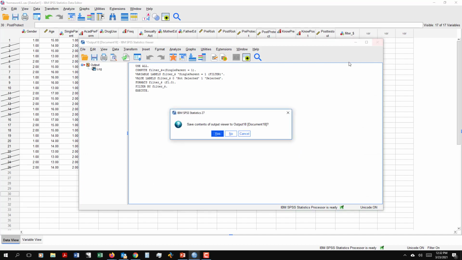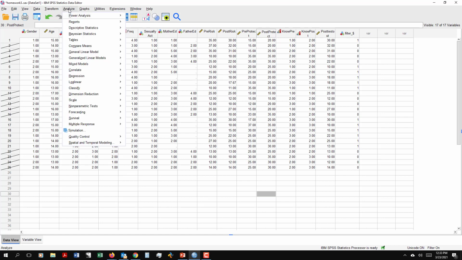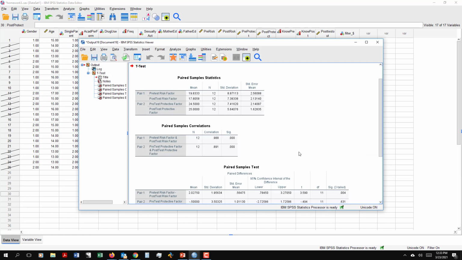So now we've filtered that, and they've included everybody that said no. They've included the 2s. Oh, I'm looking at the wrong one. Single parent family home. Okay, they've excluded everybody that had a 2 because that's a no, and they've only included everybody that has a 1 because that's a yes. We can do the same thing. Compare means, paired samples t-test, still in there, but it's only going to look at those in single parent family homes, which we have an N of 12.